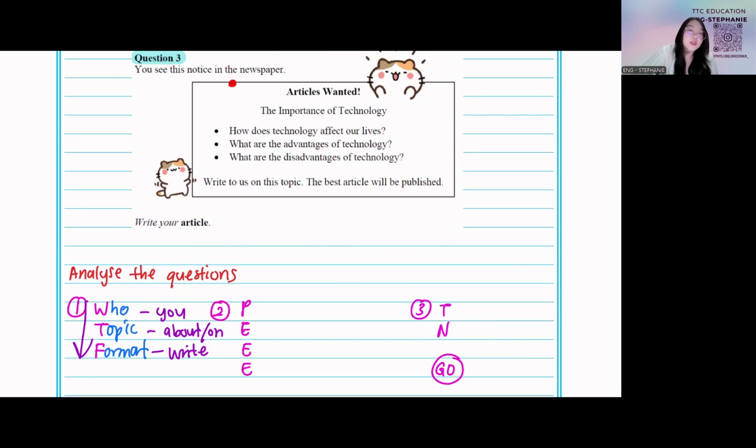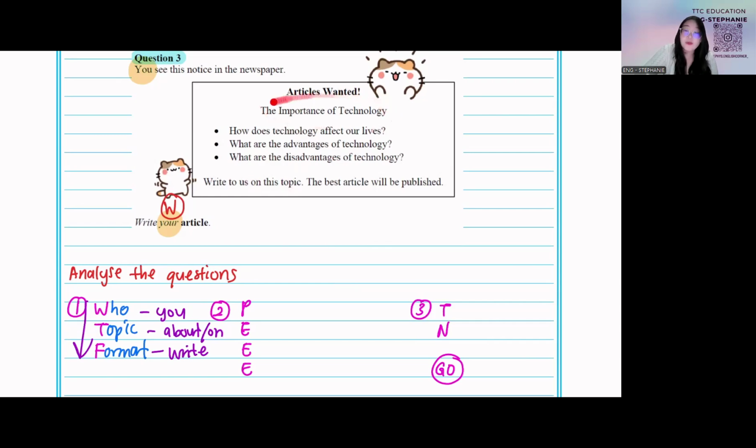So you see this notice in the newspaper: articles wanted. The importance of technology. How does technology affect our life? What are the advantages of technology? What are the disadvantages of technology? Write to us on this topic. The best article will be published. Write your article. The first one, you see, so you write, so it's you, okay? Memang you saja. Topic wise, about or on, there's no about here, there's on this topic.